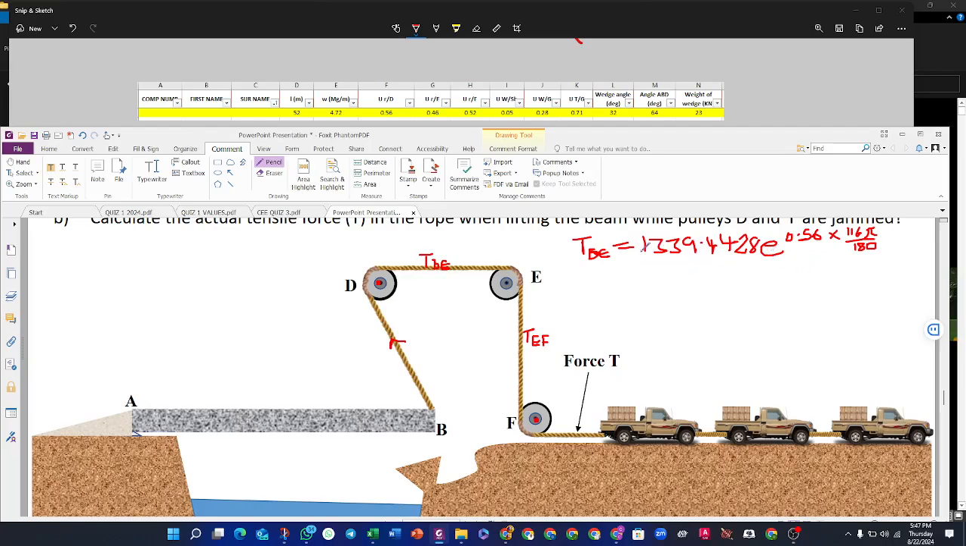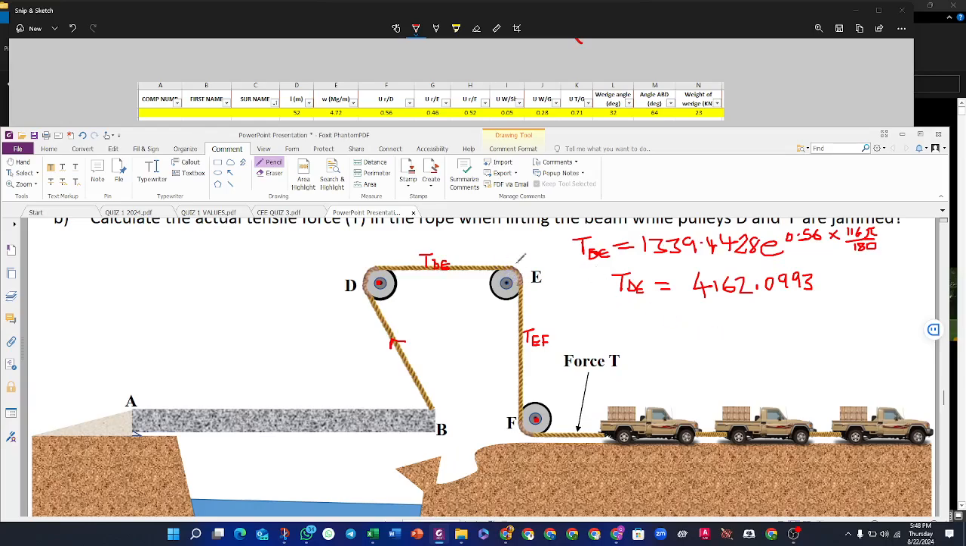So with that being said, we'll find our TDE. For me, it turned out to be 4,416.0993, and you're going to have to verify these things. Yes, that's my TDE.